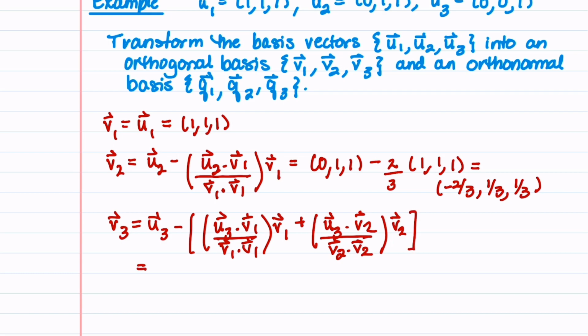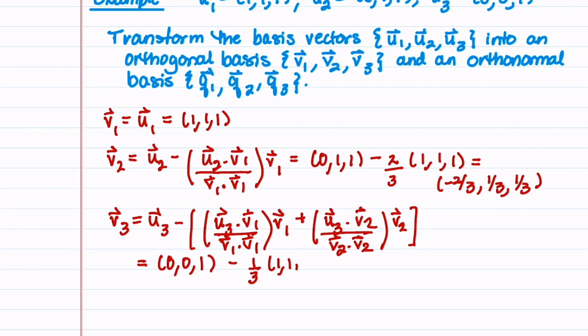So u3 is 0, 0, 1 minus, this expression gives us 1/3. I'm not going to walk through it. You can do that on your own and stop the video. So 1/3 times 1, 1, 1. The biggest mistake I see is that this does not carry through over to here. So that becomes a minus, and that is a minus 1/3 on top.